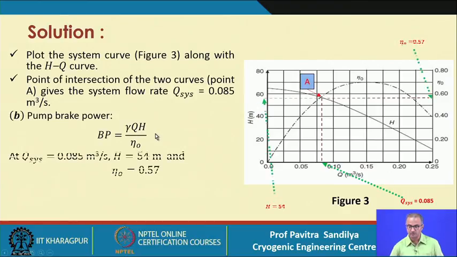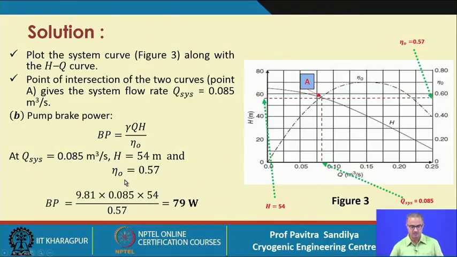Once we have found the Q value, we can also find the value of H, which here is 54 meter, and then we plug in the values over here to find the brake power of the pump, which comes to about 79 watt.